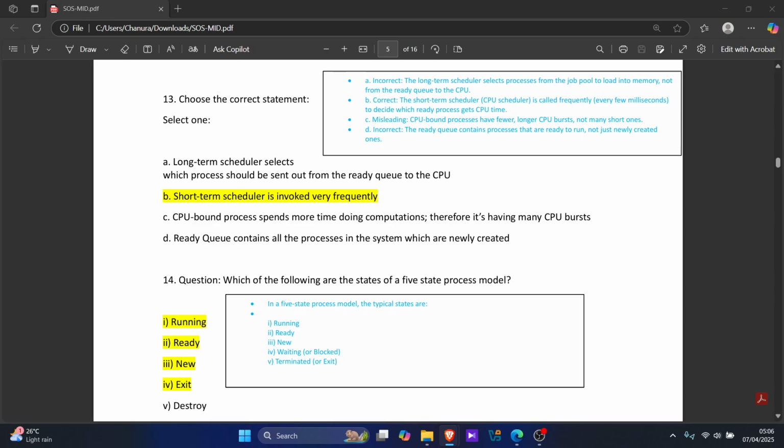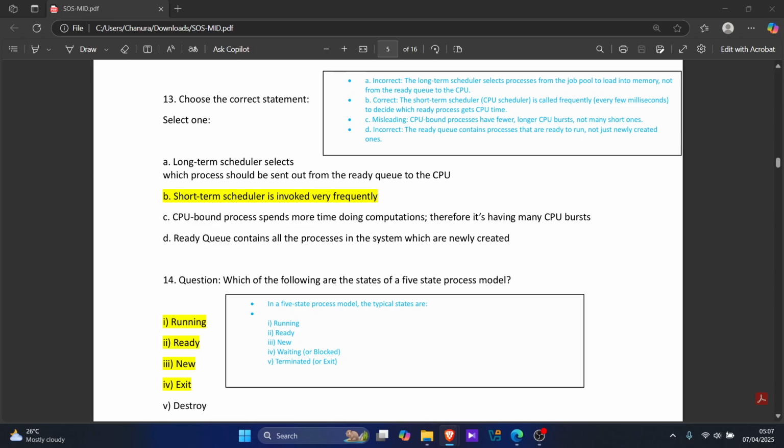Therefore, A is incorrect. Moving to option B, short-term scheduler is invoked very frequently. The short-term scheduler does make decisions more frequently because it's involved in context switching whenever a process leaves the CPU, like after an interrupt, I/O request, or a time slice expiration. Since these events can happen often, the short-term scheduler needs to run often. That makes sense. So B seems correct, but I'll check the others to be sure.